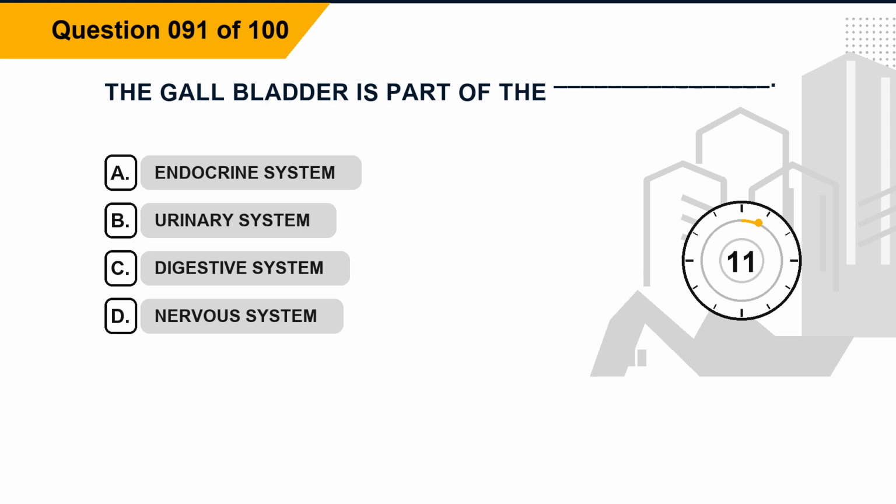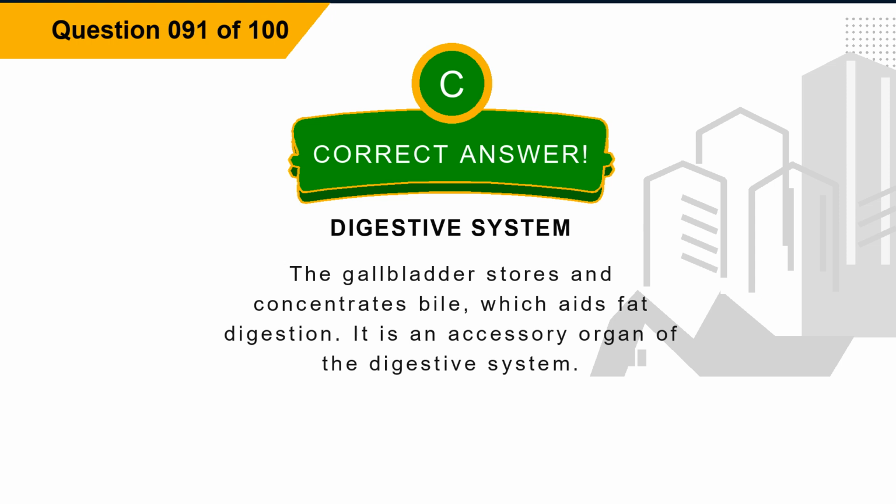Question 91. The gallbladder is part of the blank. Option A, endocrine system. Option B, urinary system. Option C, digestive system. Option D, nervous system. The correct answer is option C, digestive system. Explanation: the gallbladder stores and concentrates bile, which aids fat digestion. It is an accessory organ of the digestive system.